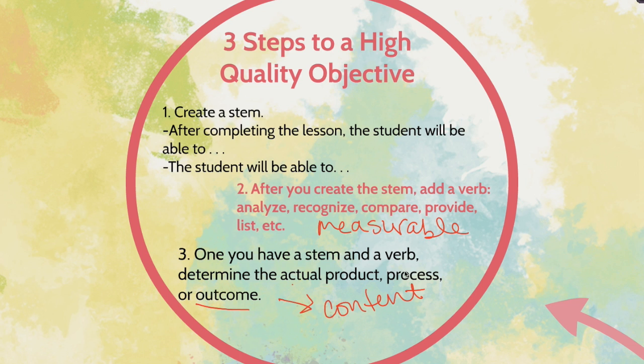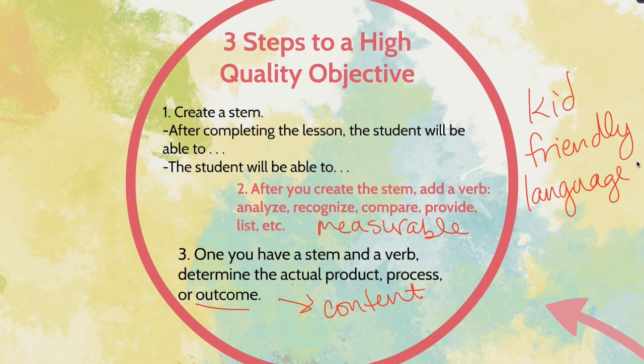Another piece of advice is you've got to make your objective with kid-friendly language. If you put anything that's too above their head, then it's going to be hard for them to explain what they're doing. If a person comes in observing your class and they ask the kids what they're doing and they don't understand what the objective is because it's written in too high of language, then the objective won't mean anything to the kids. So make sure you put it in kid-friendly language.